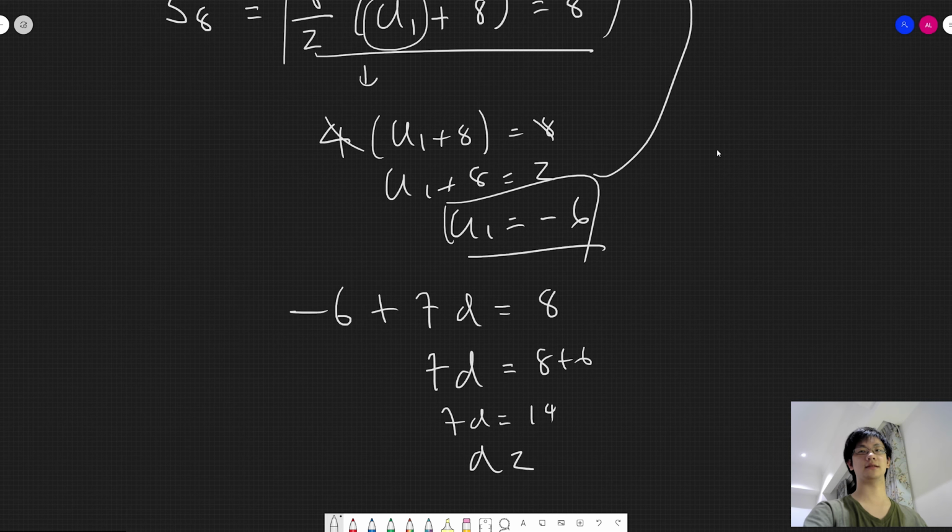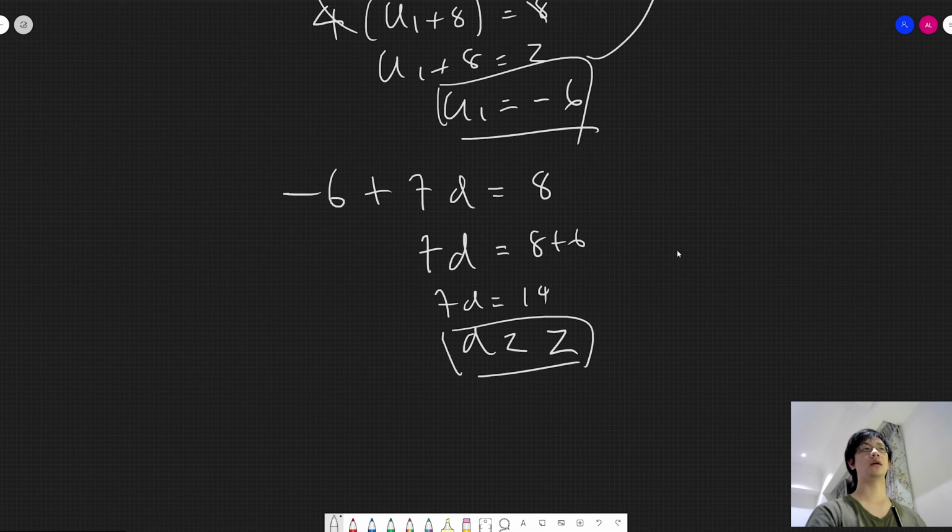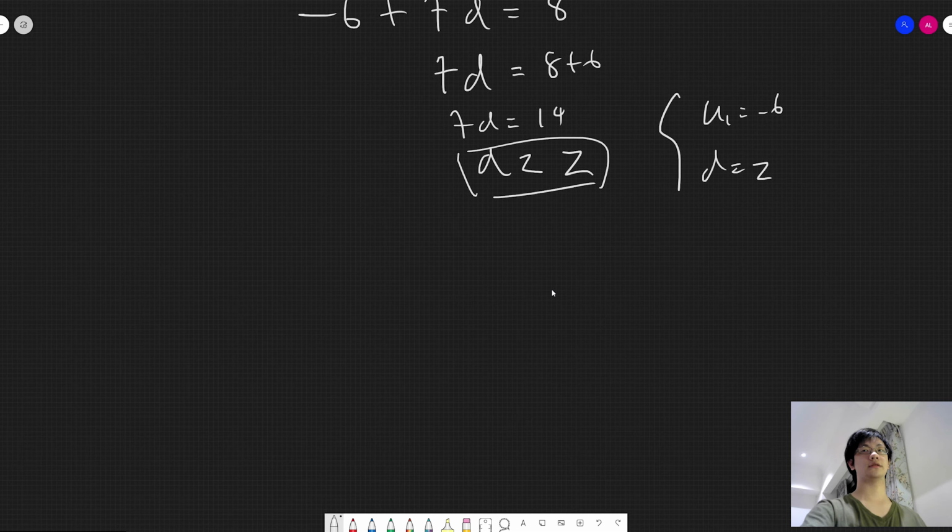Let's check if I did that right. Yes, I did that right. So d equals 2. Pretty straightforward. I just plug in the two formulas, I get two equations, and I simplify them a little bit. You have to be able to see here that when you have u1 as the only variable, you can directly figure it out. So the answer is u1 equals negative 6 and d equals 2. Good. And here I'll also give the answer to the previous practice I left. Pretty simple. Your common difference is 4, and your first term is 6.